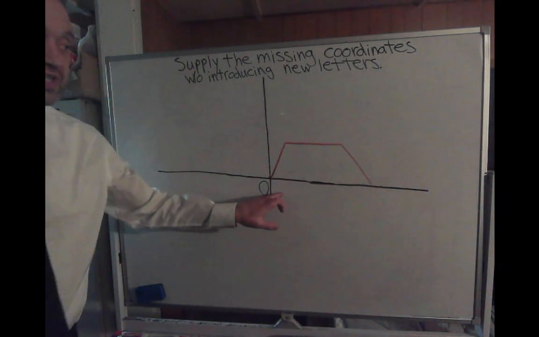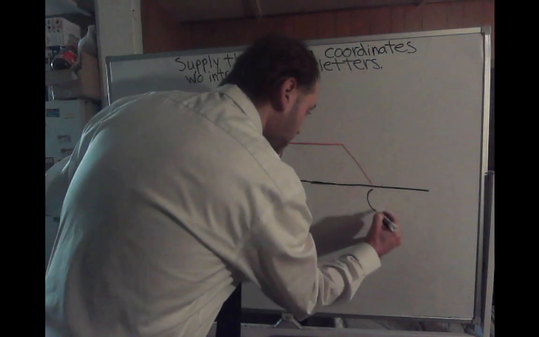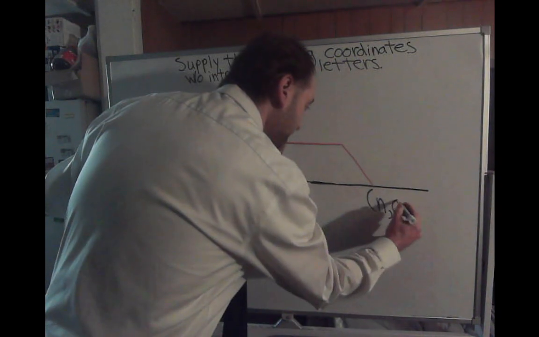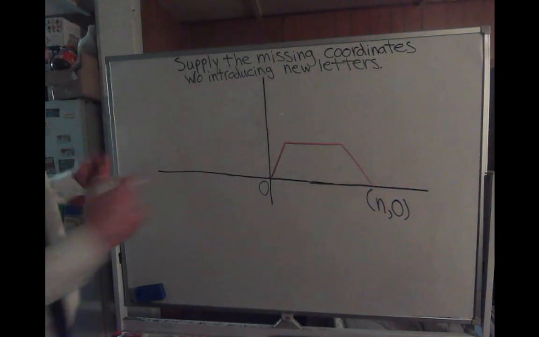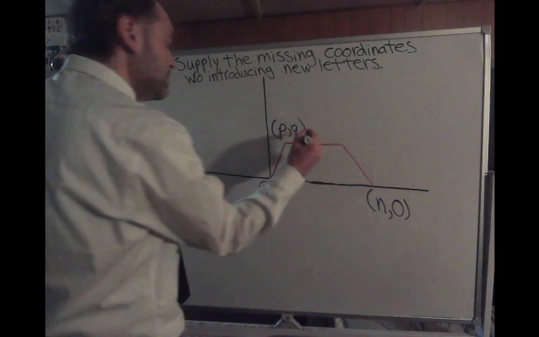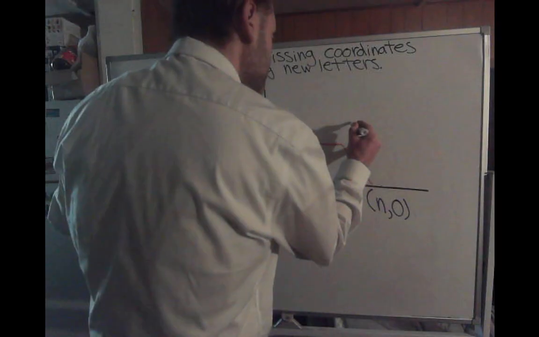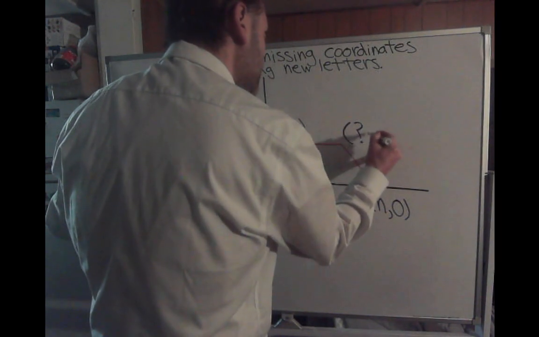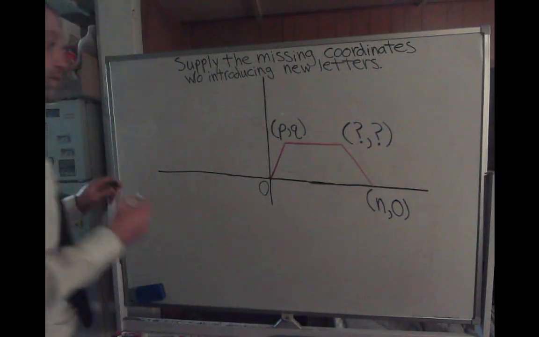Okay. Now, we are given an isosceles trapezoid in this case. Alright, so we have an isosceles trapezoid in the coordinate plane. So let's see what coordinates we have. We know the bottom left's the origin. That much is clear. The bottom right has the coordinate n, 0. And then you have the top left has the coordinate p, q. What we don't know is the top right coordinate. We need to find the top right coordinate.